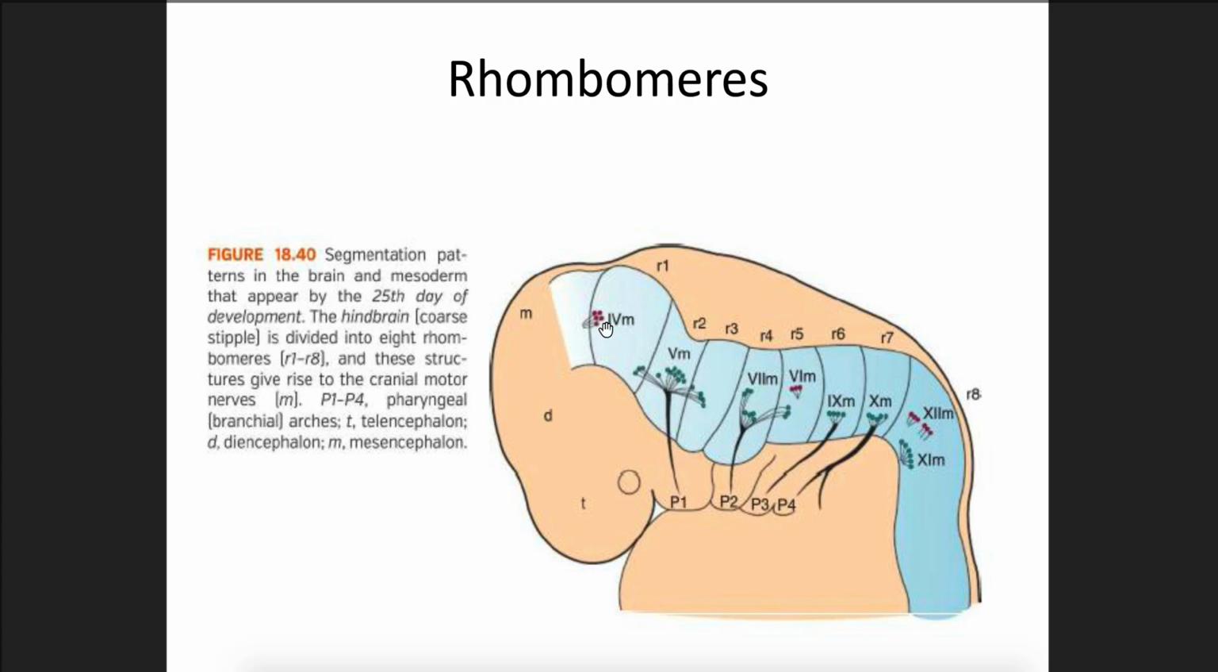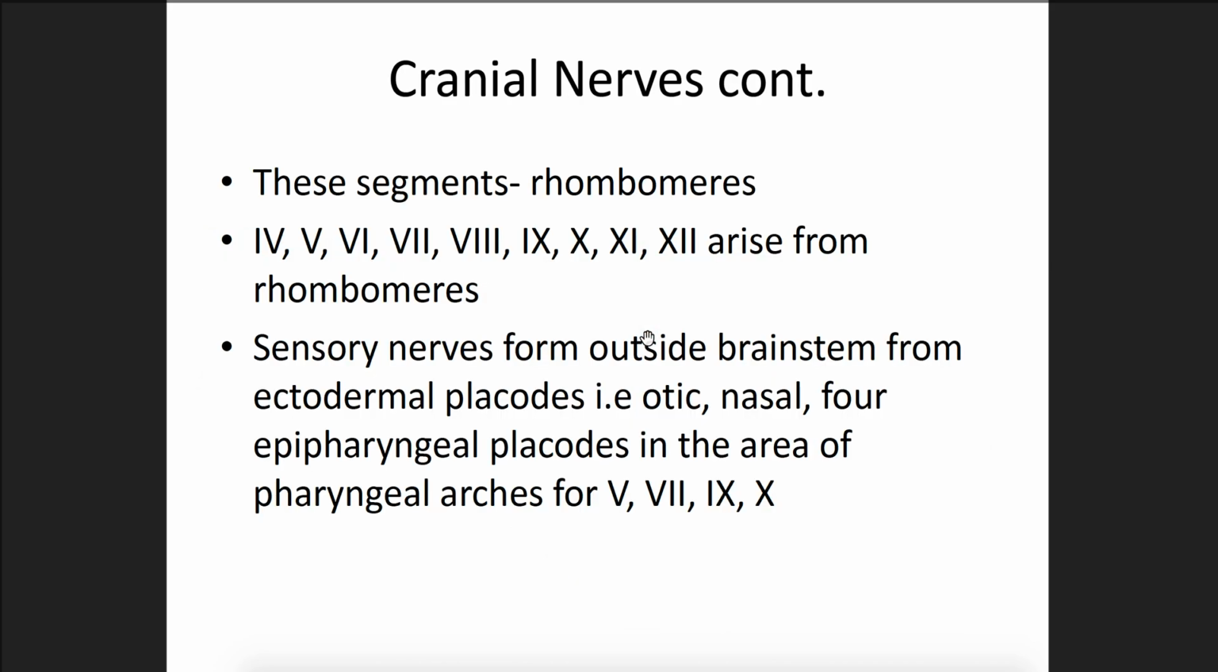In that region, you will have these rhombomeres, R1, R2, 3, 4, 5, 6, 7, and 8. And you can see that all these nerves are developing their nuclei within these rhombomeres. And this segmentation pattern, you have 8 rhombomeres for 4, 5, 6, 7, 8, 9, 10, 11, 12 nerves. This is the motor component of these nerves. It is going to develop from rhombomeres.